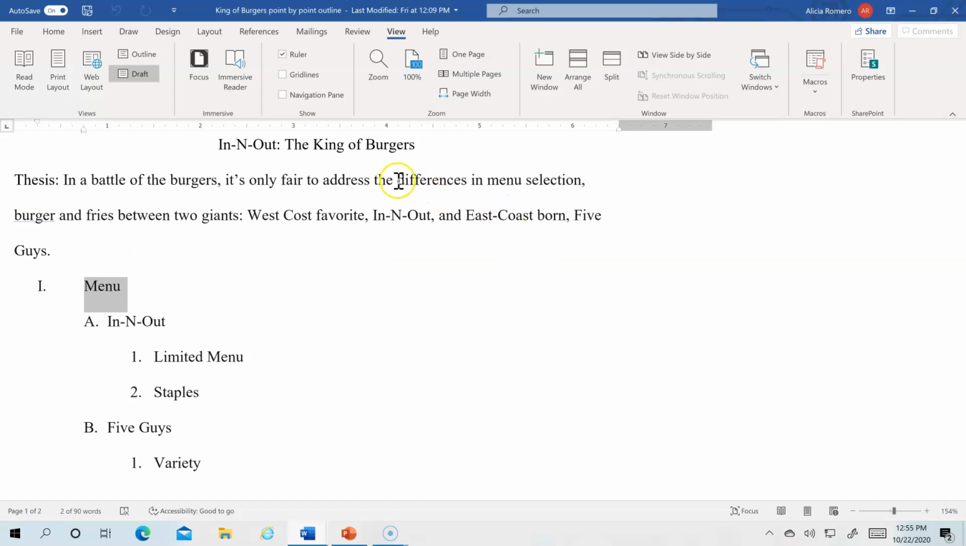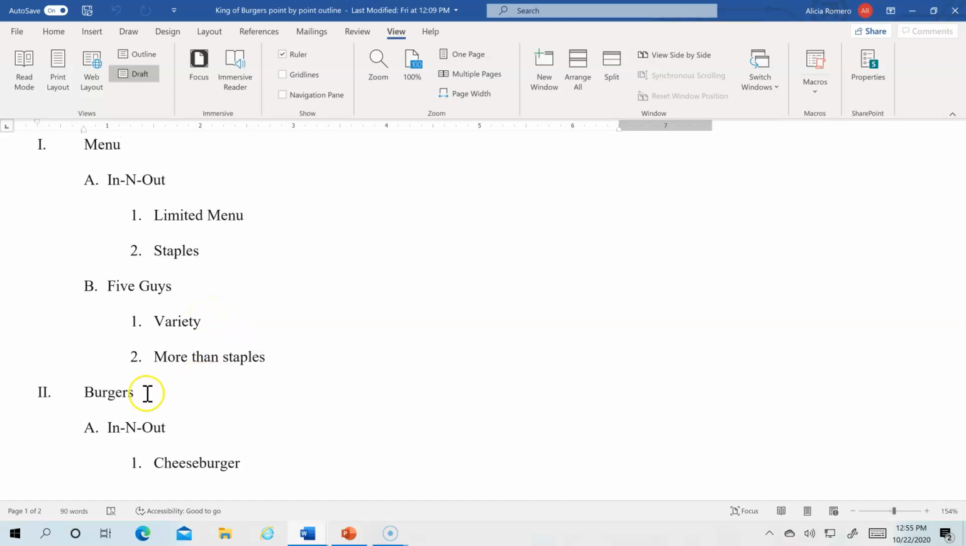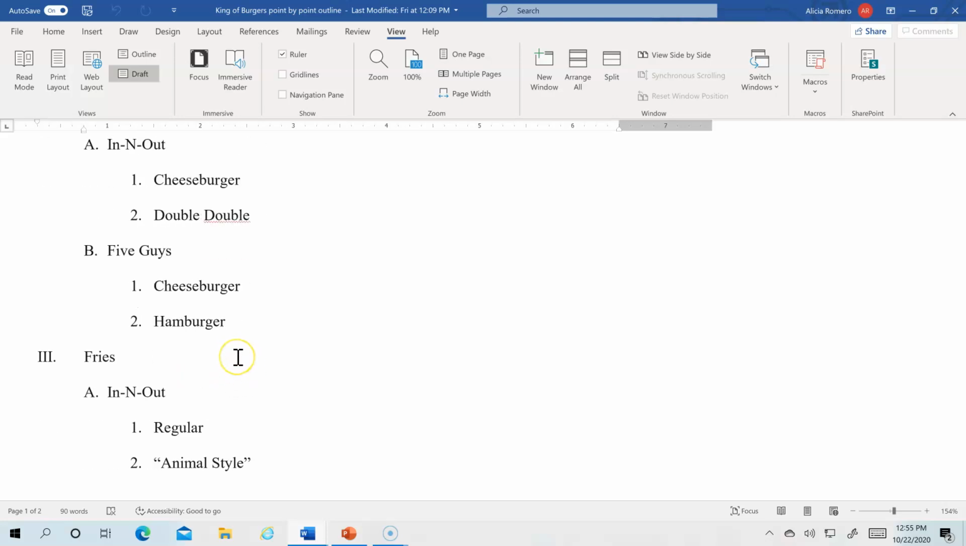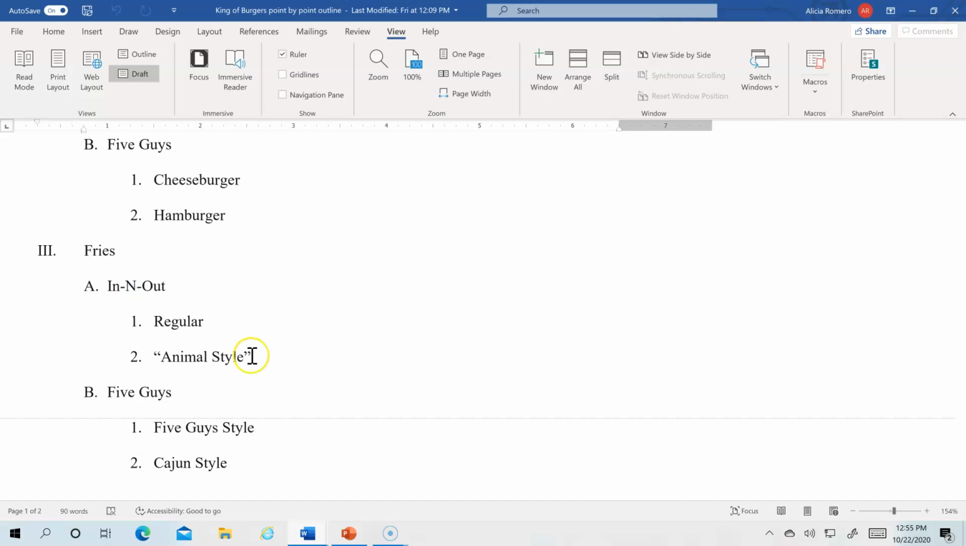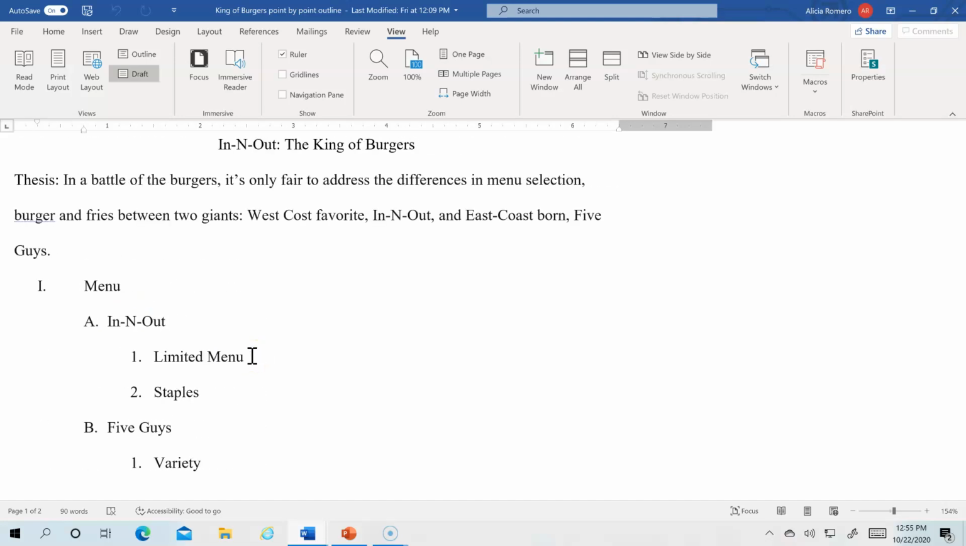Paragraph 1, we talk about how they are different in terms of, because that's what the thesis states, right? That it's different in terms of menu selection. And we talk about the menu for In-N-Out, Five Guys, and how they're different in their menu. The next paragraph is how they're different in regards to the burgers. And the third paragraph is about how they're different in regards to their fries. Notice that we didn't outline the introduction and conclusion because you typically don't outline those in your outline.